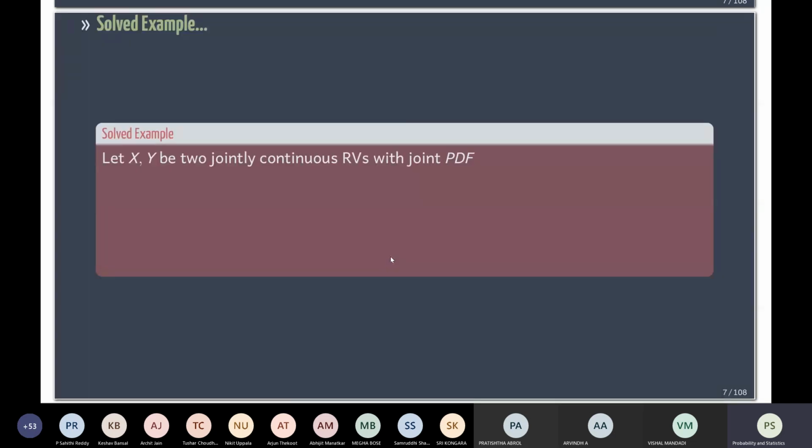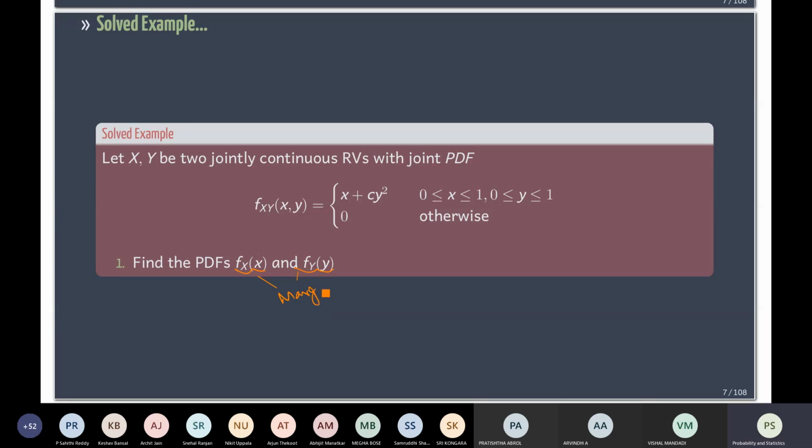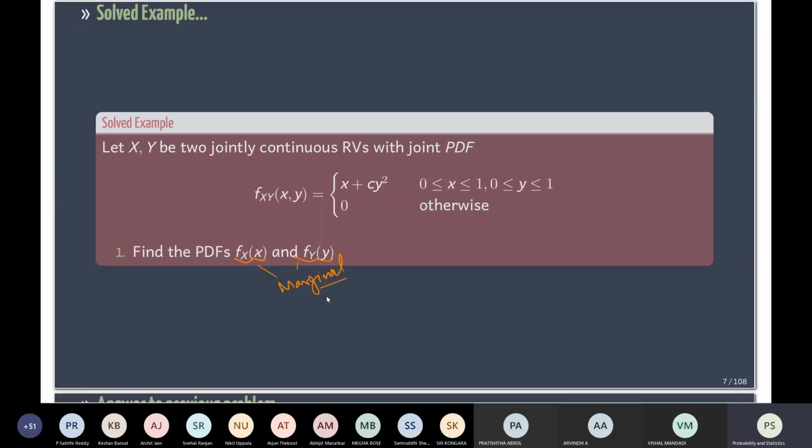So let X and Y be two jointly continuous random variables with joint PDF. This is the joint PDF, the same as before. And find the PDF. These are the marginals that we are asking for. So we are supposed to find the marginal PDF. Okay, so we are supposed to integrate out, right?